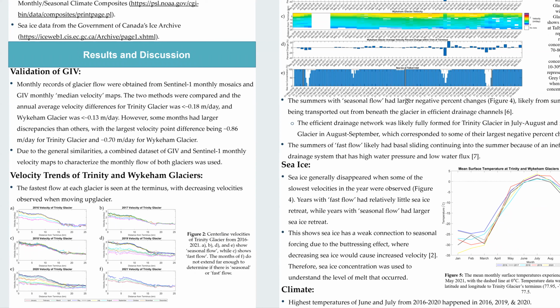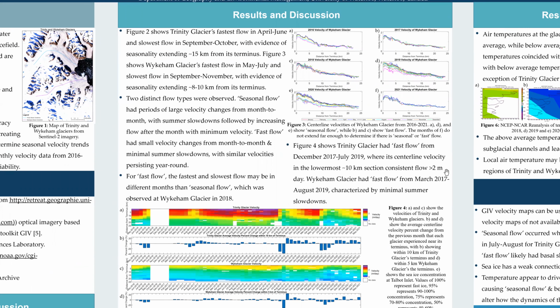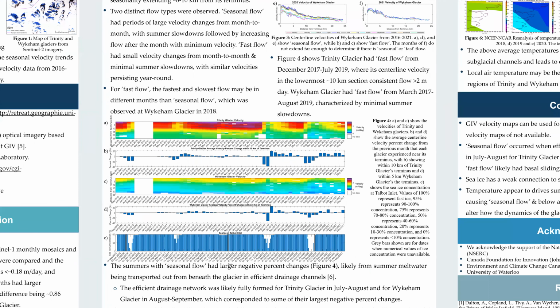Both glaciers show the fastest flow at their terminus. Figure 2 shows the monthly velocities of Trinity Glacier from 2016 to 2021, with Figure 3 showing the same thing for Wykeham Glacier. Some of the biggest findings of this study were two distinct types of flow that occur. The first flow we refer to as fast flow, and this occurs when there are minimal velocity changes from one month to the next. The second type of flow we call seasonal flow, and this showed large drops in the velocity in the summer months.